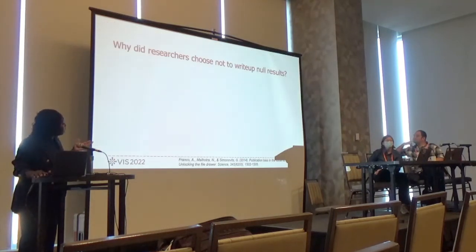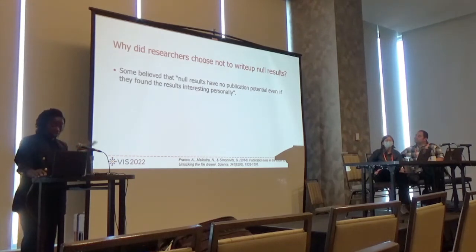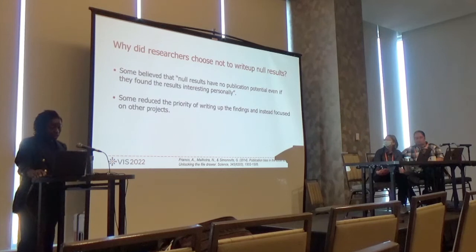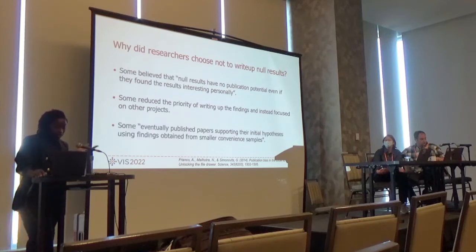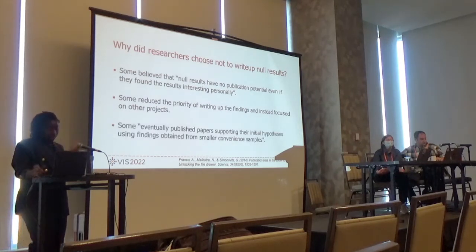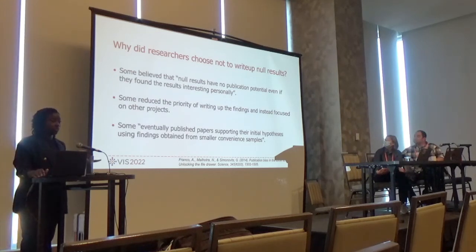They did an overview of why authors didn't publish. Some of them said null results have no publication potential, even if they themselves found them personally interesting. Others said that they just deprioritized it. They had other things that were showing good results, and so it fell off their priority list. Others said that eventually they went out and found other samples that confirmed the hypotheses. I think this is actually the most problematic one, and I think this is extremely dangerous.